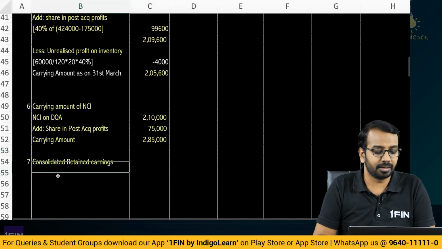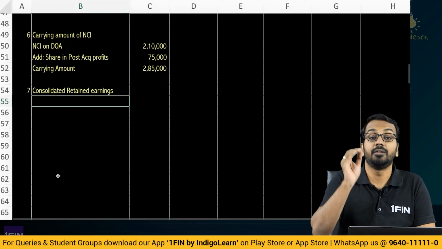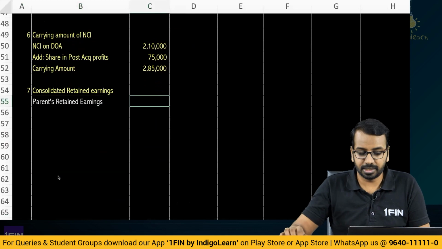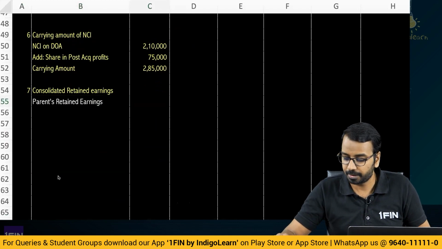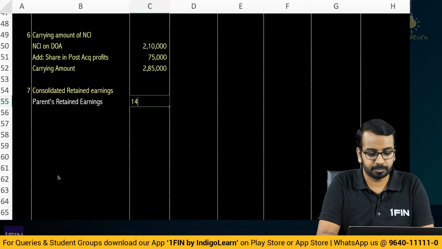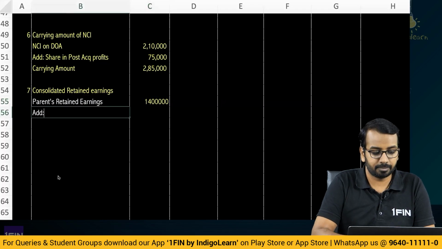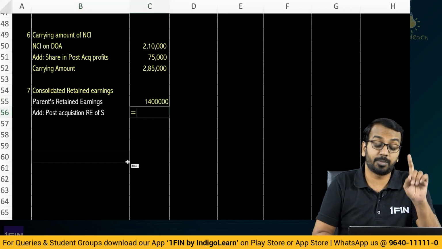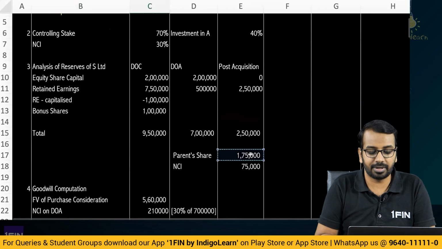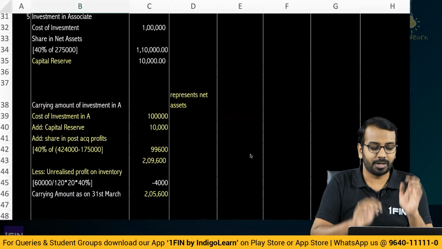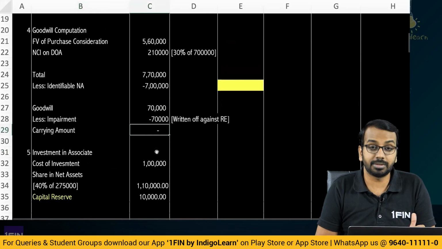Then consolidated retained earnings. Now as far as consolidated retained earnings is concerned, we have to take parent's retained earnings. How much is parent's retained earnings? In the question if we see, parent's retained earnings is given to be 14 lakhs. Then add post acquisition retained earning of S. That will come from the previous working note. Post acquisition is 175. Then wherever we have done impairment, unrealized, all of that we have to adjust. So goodwill, here we have impaired 70,000, that we will write off.